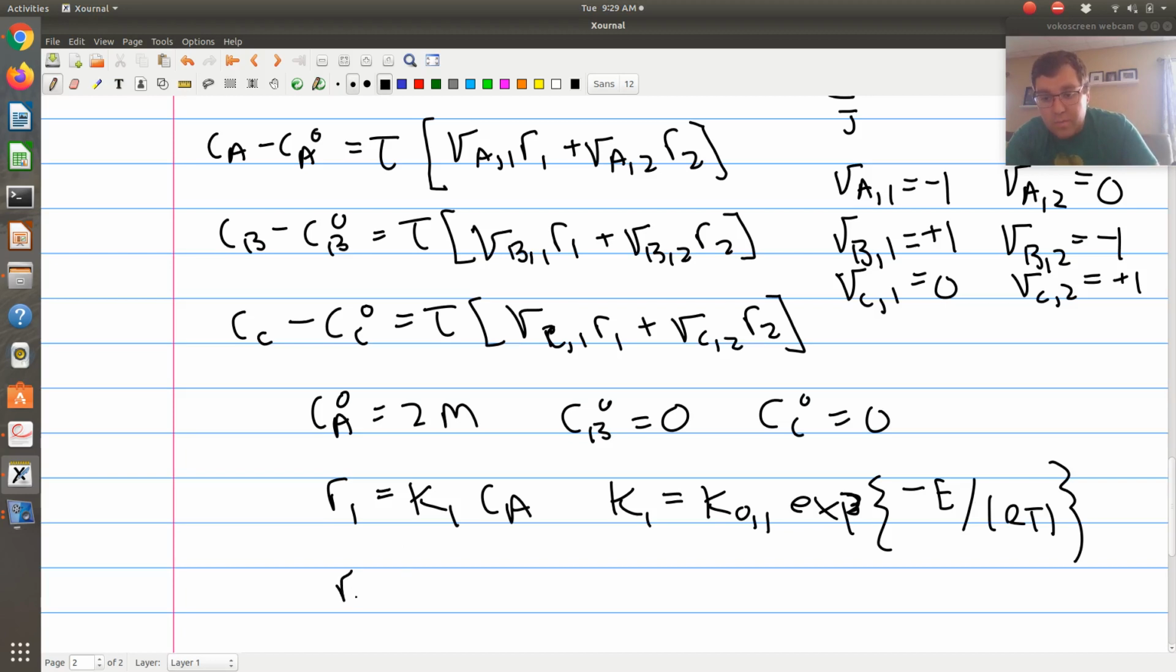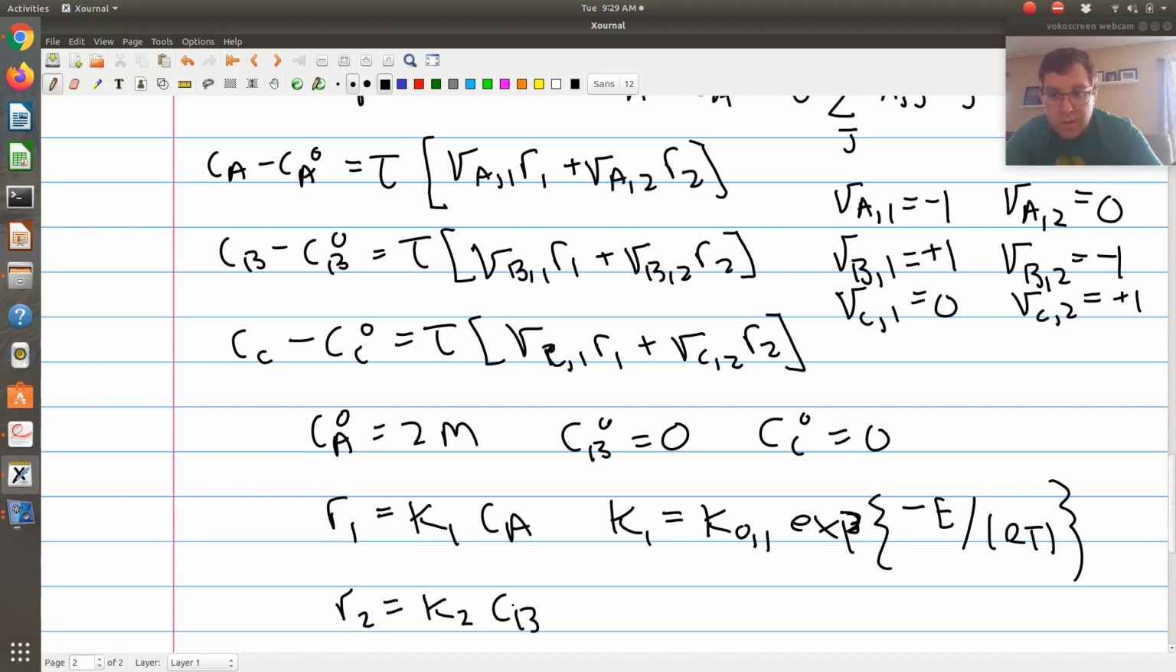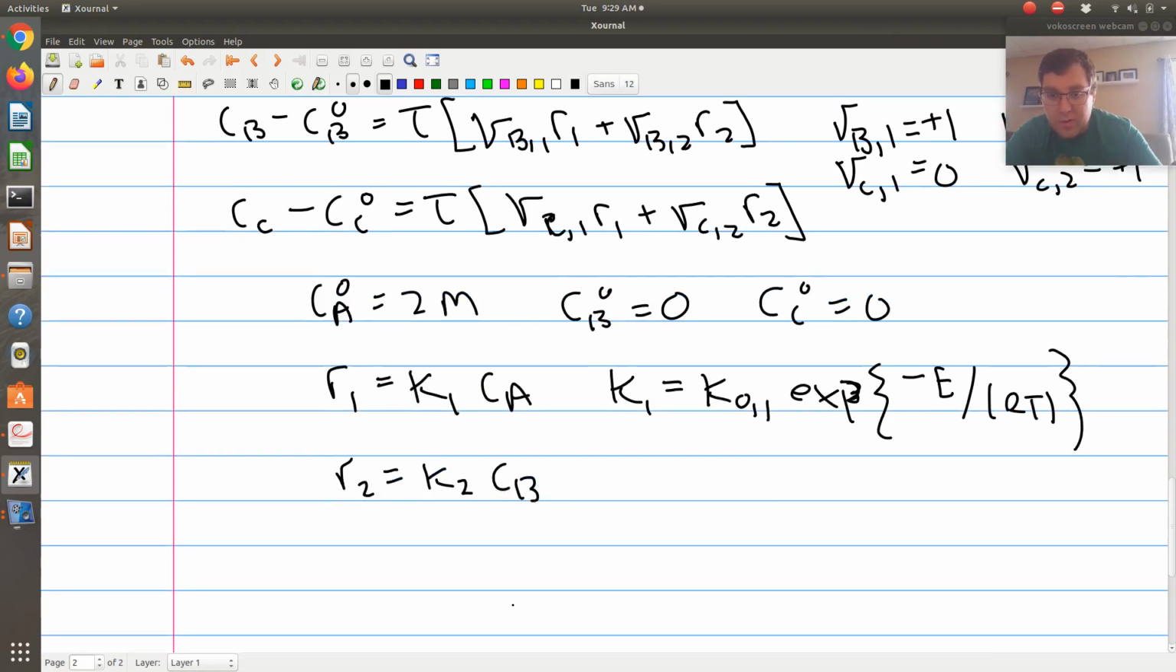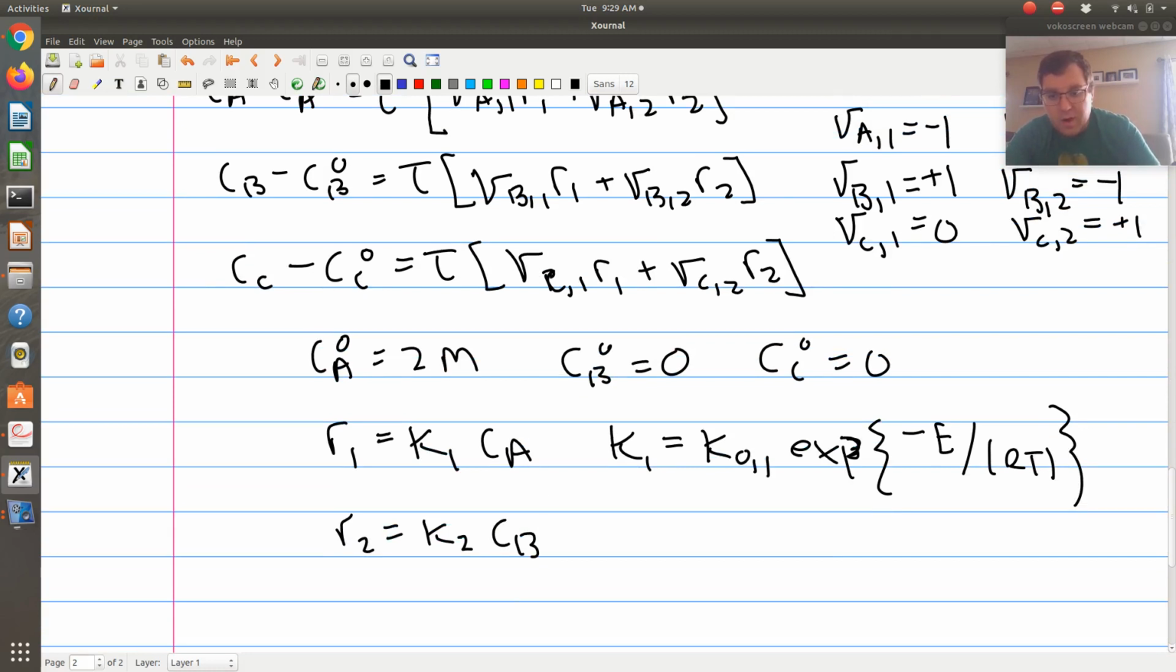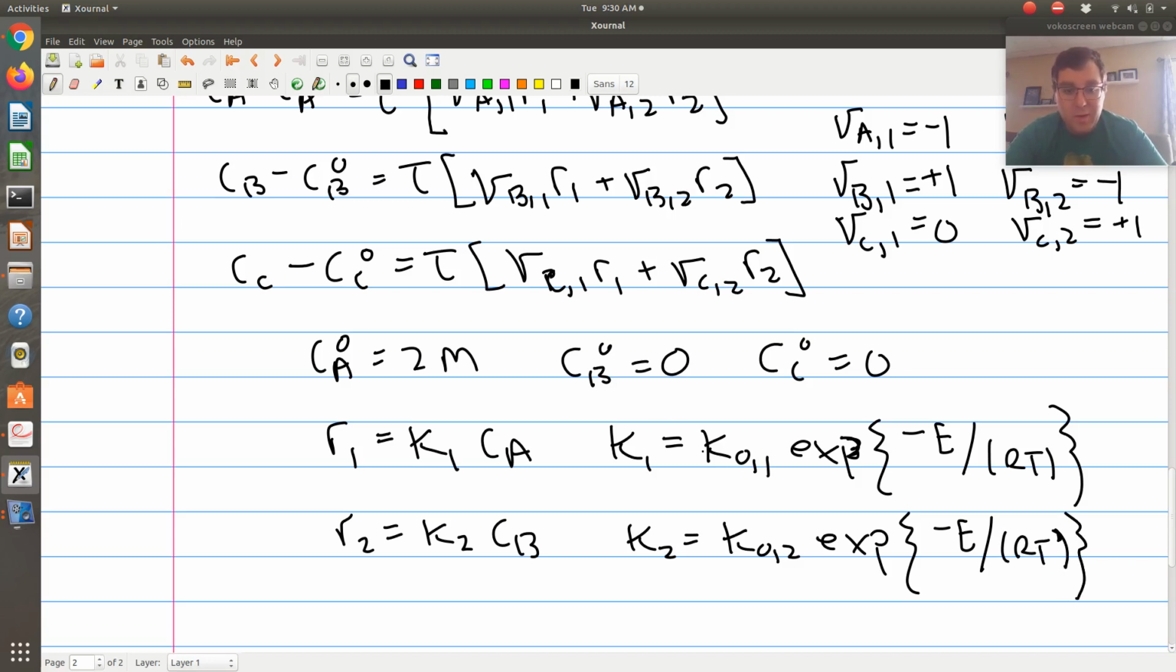Now R2 is going to be given by K2, and it's first order in B. B's reacting to form C, so it's first order in my reactant B. R2 is going to be K2 times CB, where K2 is equal to K02 times the exponential of negative E over RT. This is the same negative E over RT as in reaction 1, which is the same as the example problem. You're not necessarily given a value of K02, but I ask you to look at different scenarios where K02 is just a different multiple of K01.